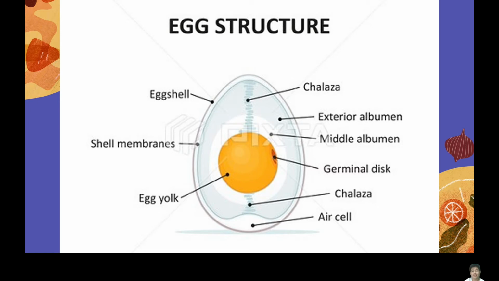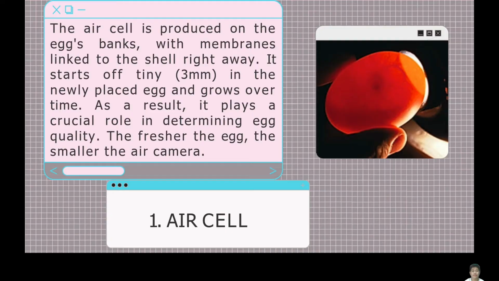So, let's begin with the function of each part of the egg. The first one is the air cell. The air cell is produced on the egg's bank with membranes linked to the shell right away. It starts off tiny, 3 millimeters in the newly laid egg, and grows over time. As a result, it plays a crucial role in determining egg quality.